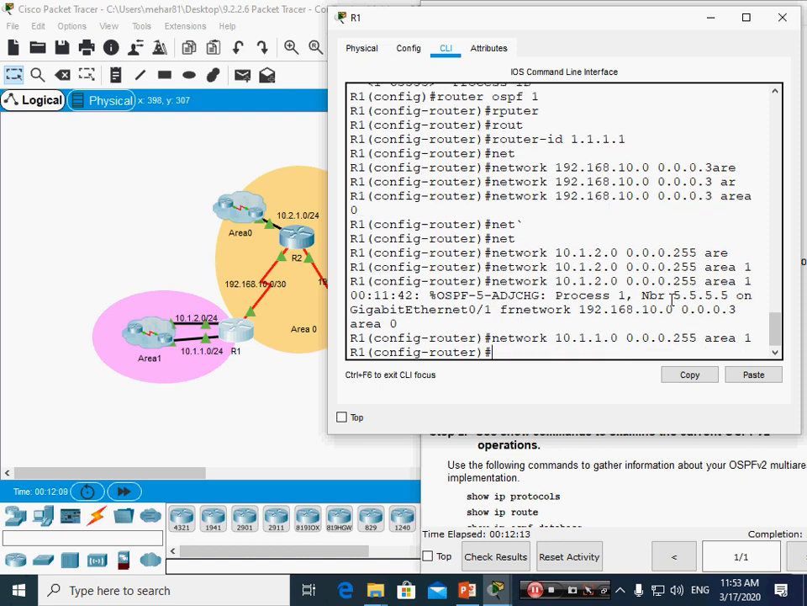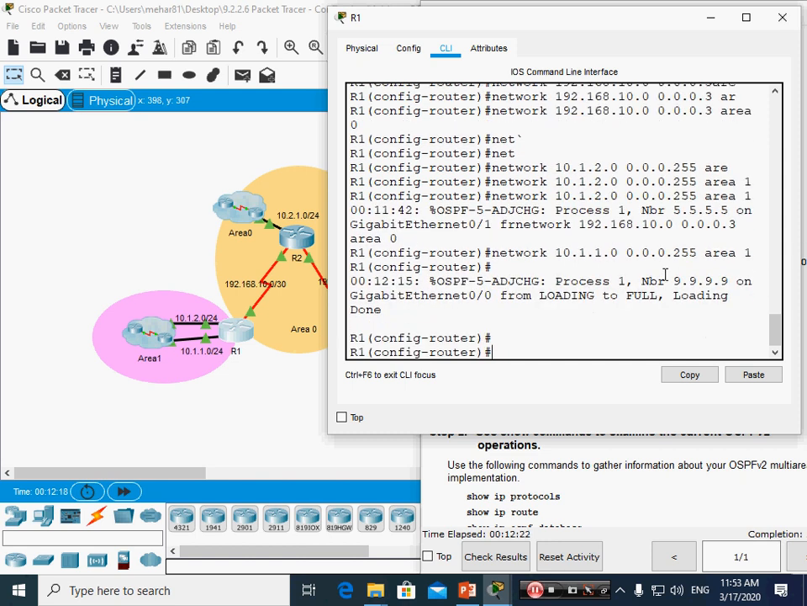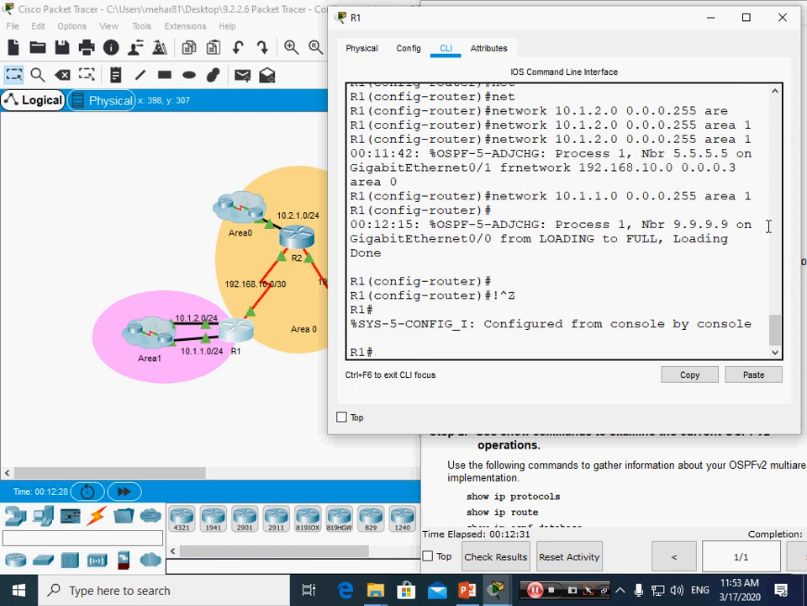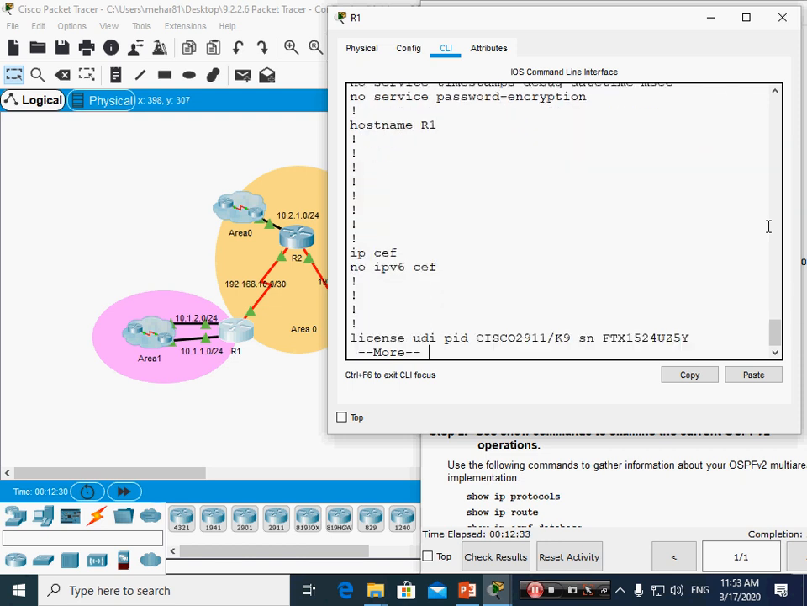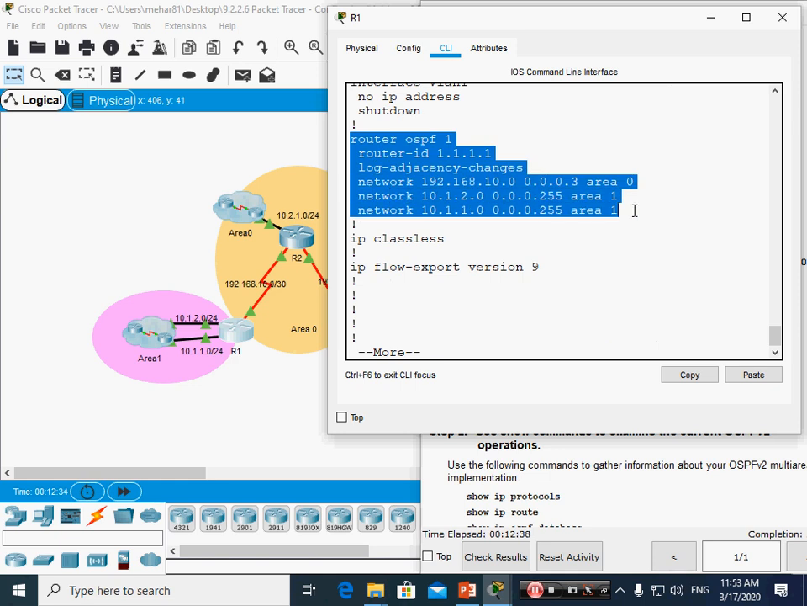Sometimes, if syslog messages create some issues, please don't be confused by these messages. It means the routing table and the neighbor adjacencies are going to be formed. Now we have configured 3 networks. You can write show running-config and check all 3 networks. Then you can double check the OSPF router ID and all these things.